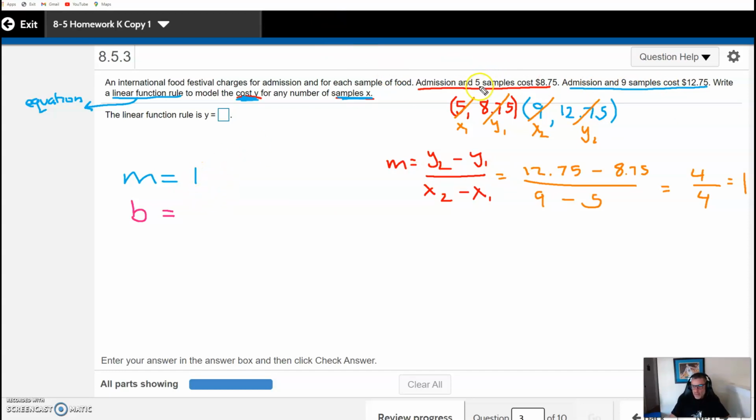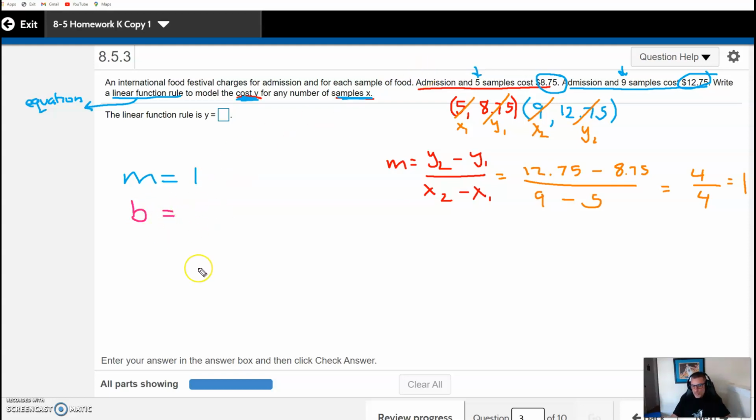And you can see that. From here we had 5 samples. Here we had 9. So we have 4 more samples and it costs $4 more, right? We went from $8.75 to $12.75. So what we just found out was that, hey, each sample costs $1. We still don't know what the admission costs.